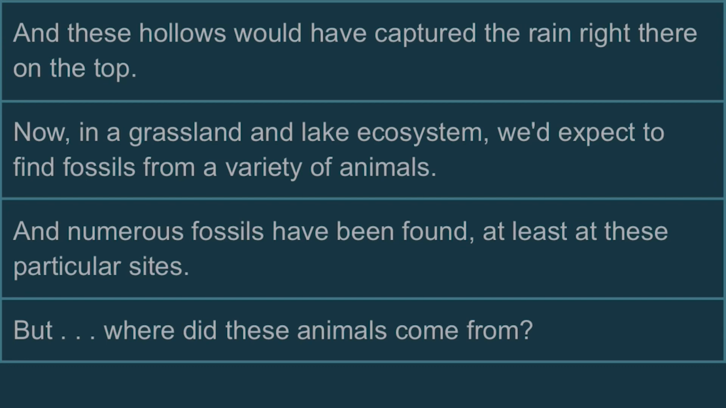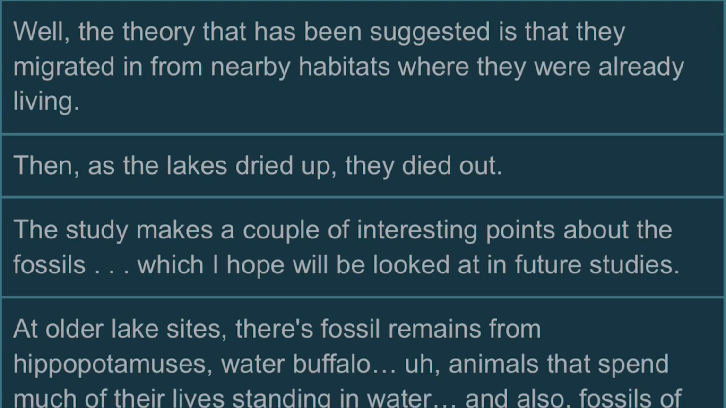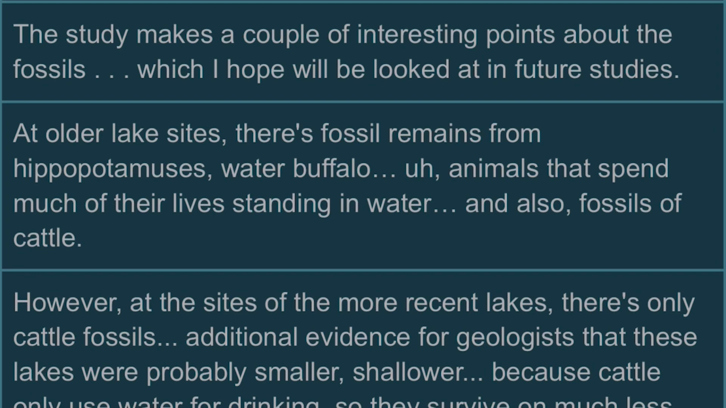Now, in a grassland and lake ecosystem, we'd expect to find fossils from a variety of animals. And numerous fossils have been found, at least at these particular sites. But where did these animals come from? Well, the theory that has been suggested is that they migrated in from nearby habitats where they were already living. Then, as the lakes dried up, they died out. The study makes a couple of interesting points about the fossils, which I hope will be looked at in future studies.